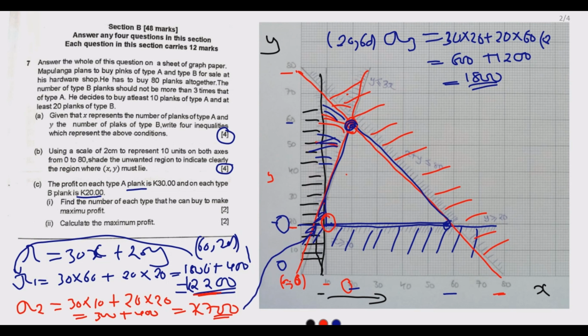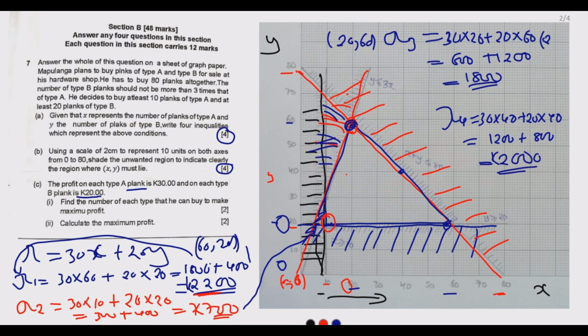Let us look at profit number 4, where we can look at a point somewhere in between here, where they are all equal. We have 40, 40, so we have 30 times 40, where x is 40, plus 20 multiplied by 40. So we are getting 1,200 plus 800. When we add this, we end up with 2,000 kwacha.